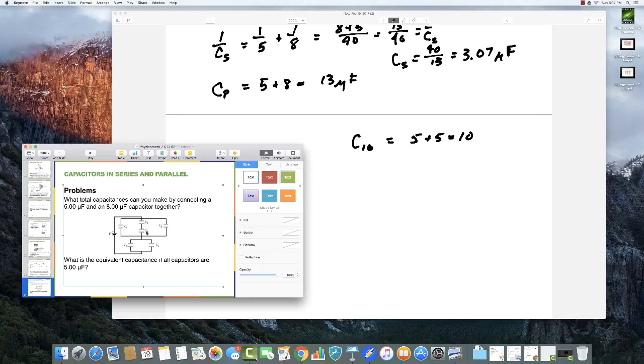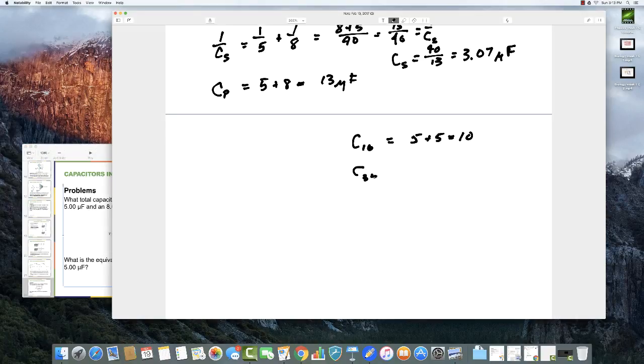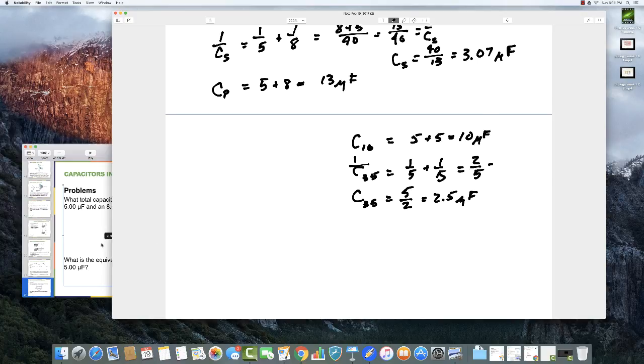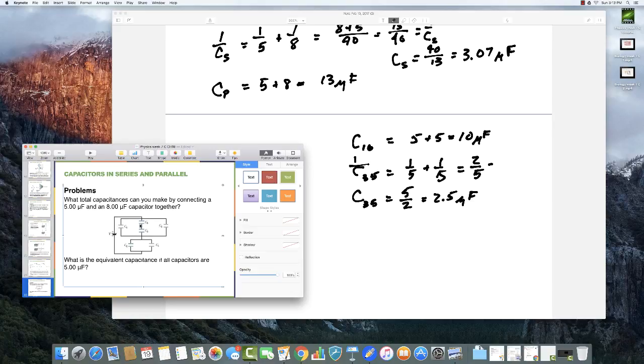These two are in series, and we'll call that C35. So C35 is 1 over 5 plus 1 over 5, or 2 over 5. So that's 1 over C35 is that. So C35 is going to equal 5 over 2, or 2.5 microfarad. So that's this one right here.